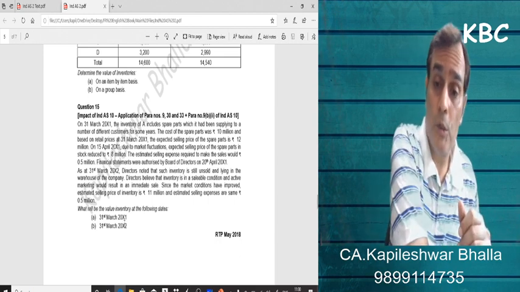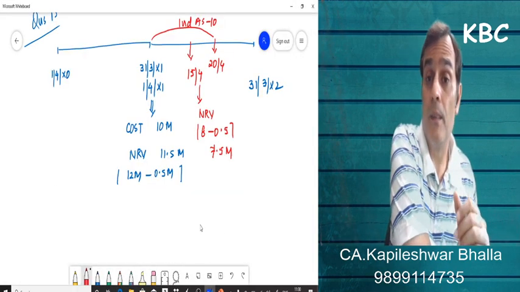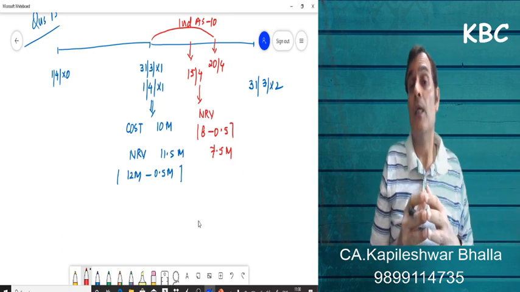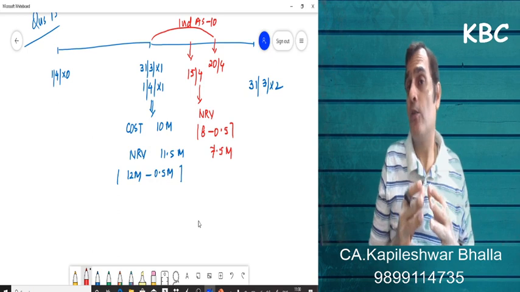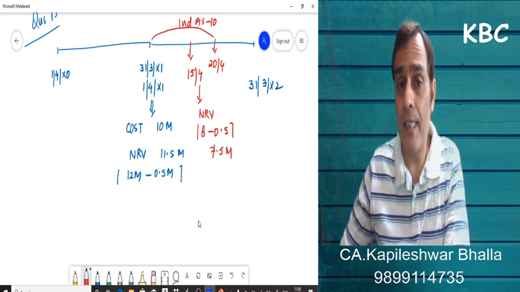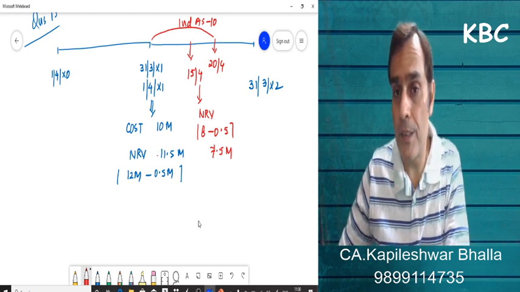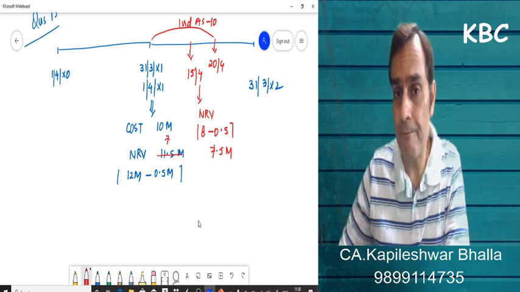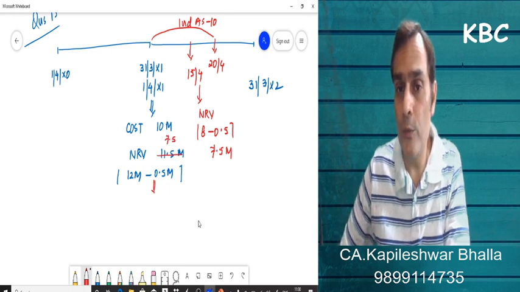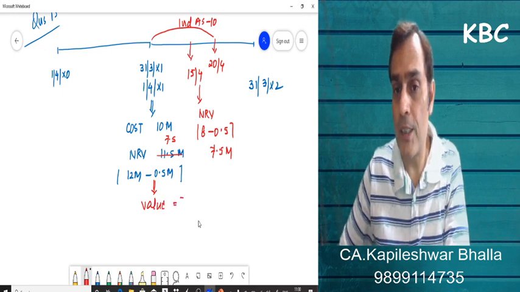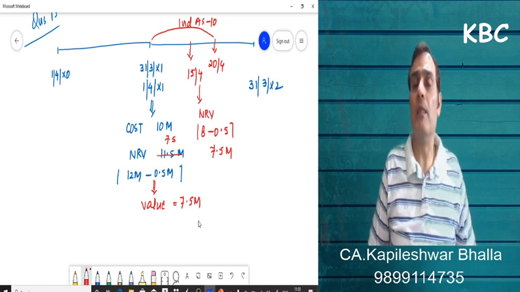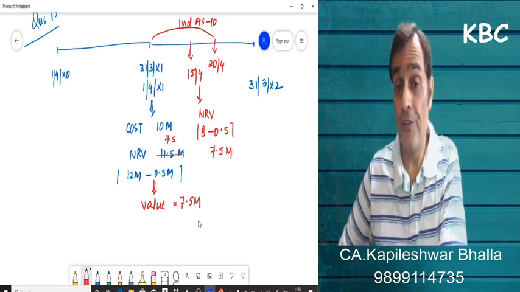So one thing which we are going with, accepting the para number 9 of Ind AS 10, we are saying that the fall in the NRV, the impact of Ind AS 10 would be taken, and this NRV will be considered to be 7.5. So we're going to value the inventory at 7.5 million. Applying the concept of para number 9, you would value the inventory at 7.5 million itself. So there is a write down.